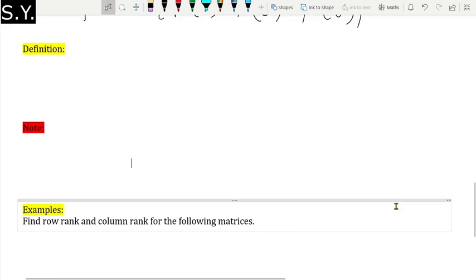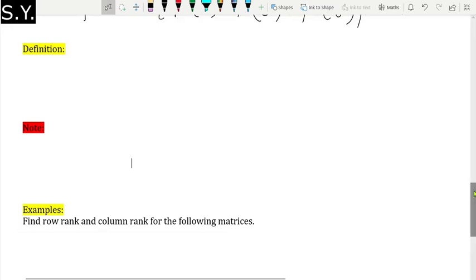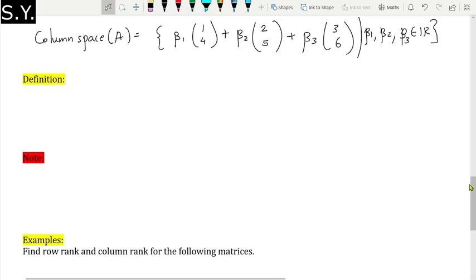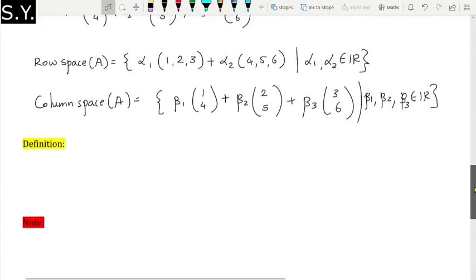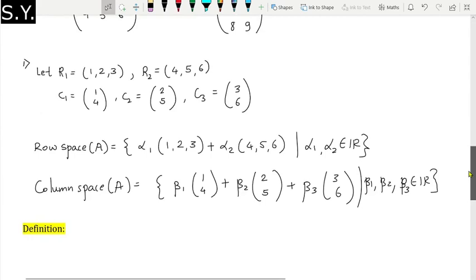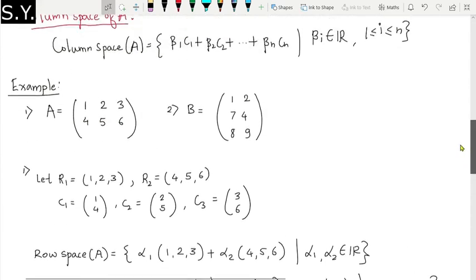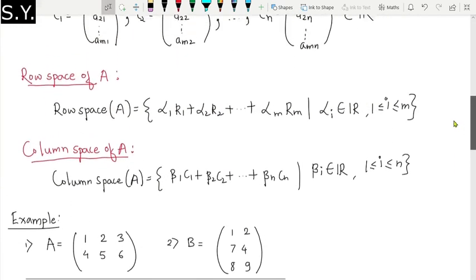Hello, my dear students. Last time we have seen the concept of row space and column space of a matrix. Today we are going to see the definition of row rank and column rank. So let us recall the definition of row space and column space.